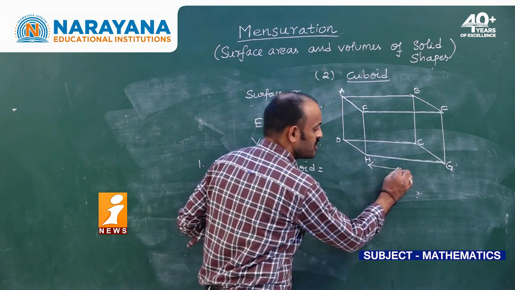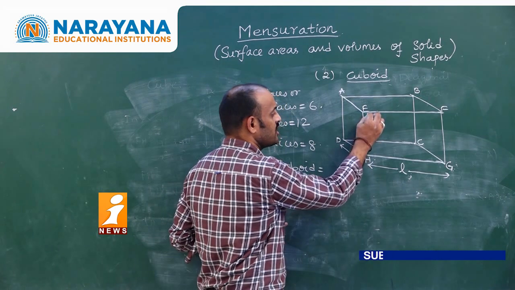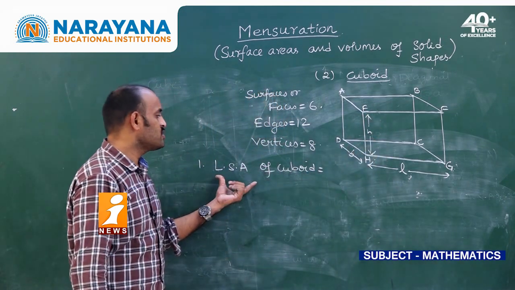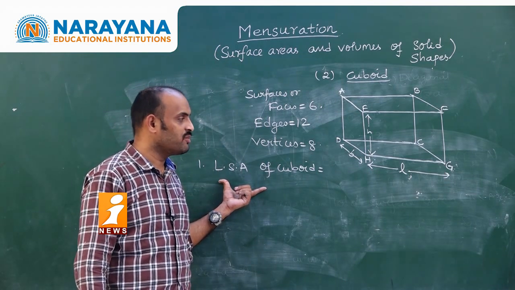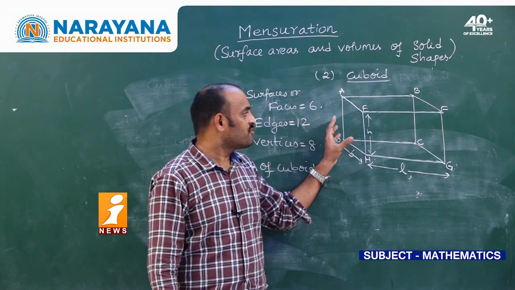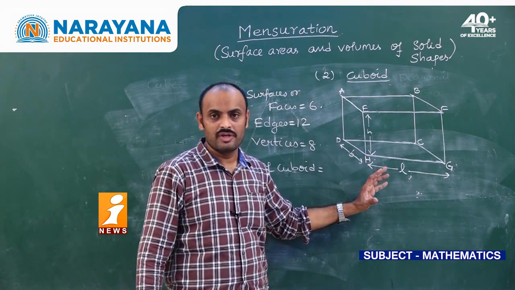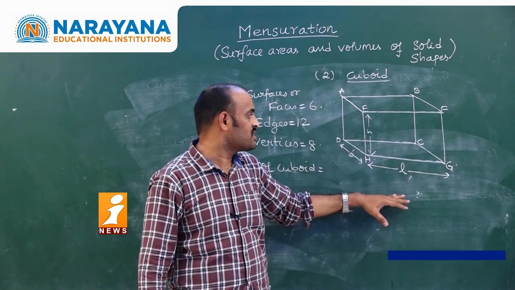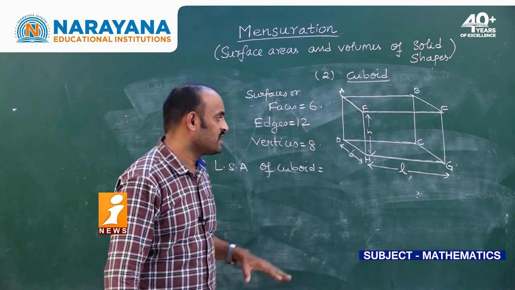Now 3 dimensions are there. This is length, this is breadth, and this is height. First we are going to see the lateral surface area of the cuboid. Lateral surface area of the cuboid means the area of the 4 sides, leaving the top and bottom. Here 6 surfaces are there, leaving the top surface area and bottom surface area, we are going to calculate all the other 4 surface areas.